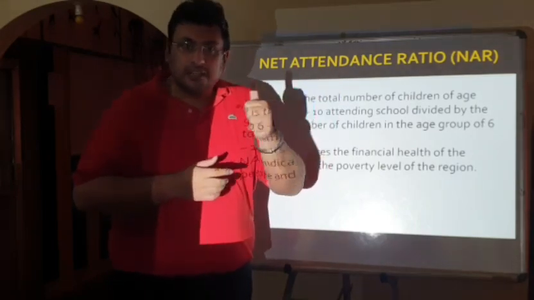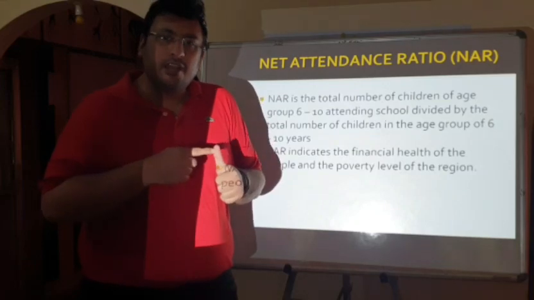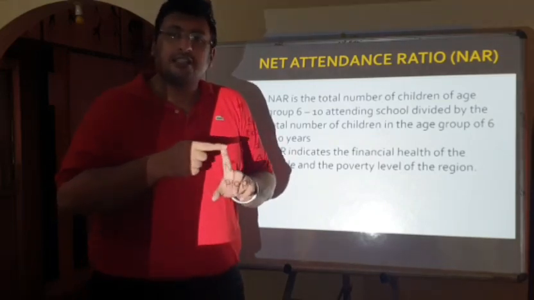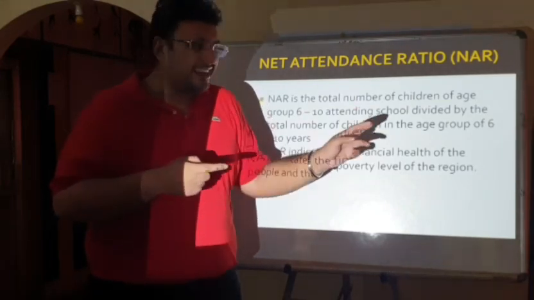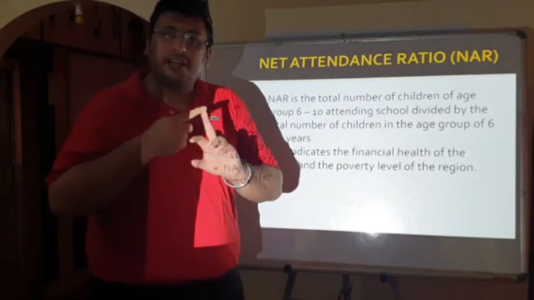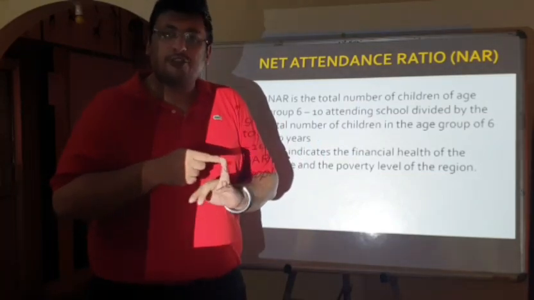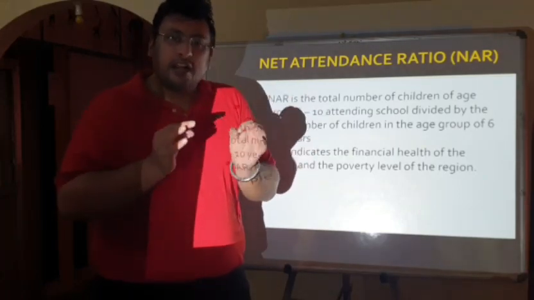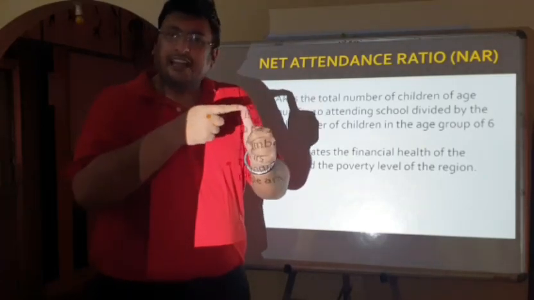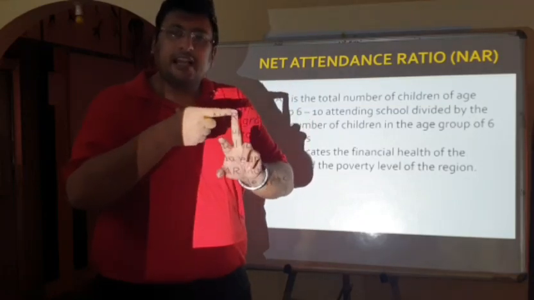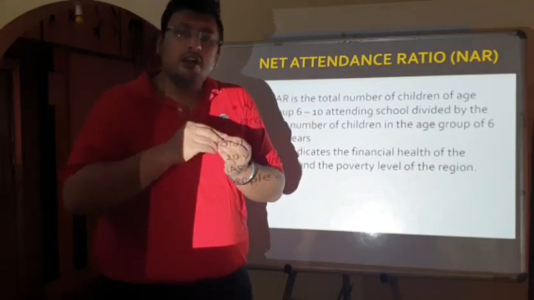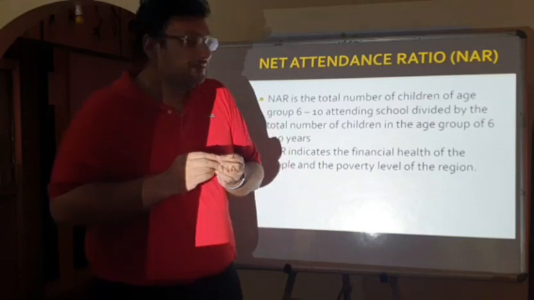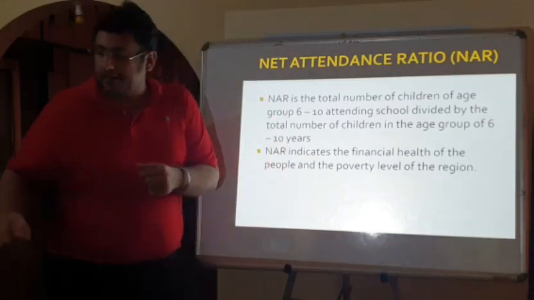Income shows us the average income of the country. Infant mortality rate shows us the health facilities. Net attendance ratio shows us the financial level, and literacy rate shows us the educational level. Therefore, in order to compare countries or states, we take income, education, health and financial level into consideration. Alright, let us move to the next slide.